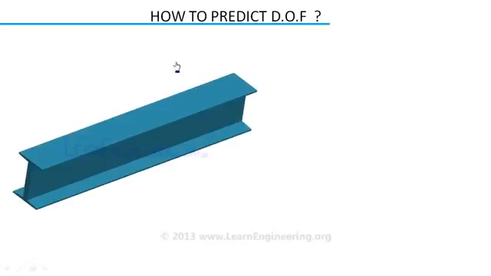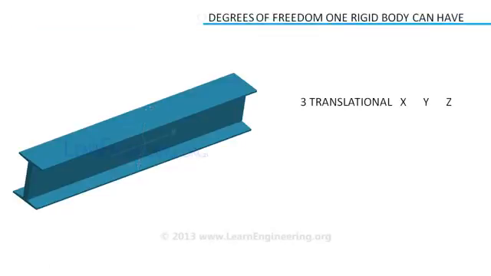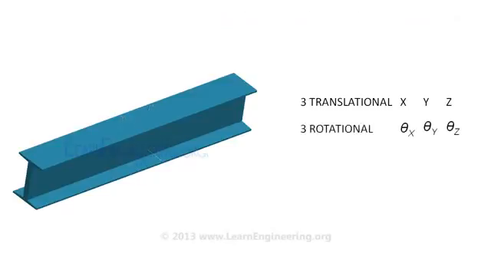Consider this rigid body in space. It could have 3 translatory motions like this. Also it could have 3 rotary motions like this. In total we need 6 inputs to determine its position. So, degree of freedom of rigid body in space is 6.